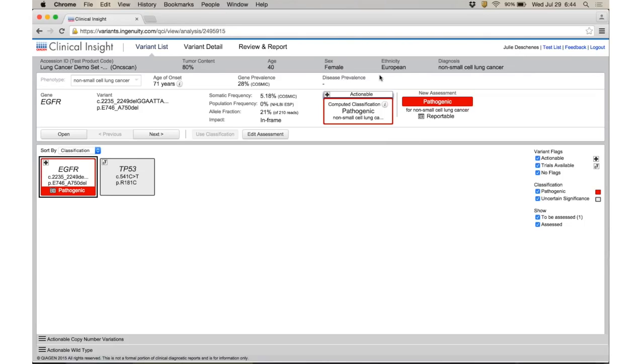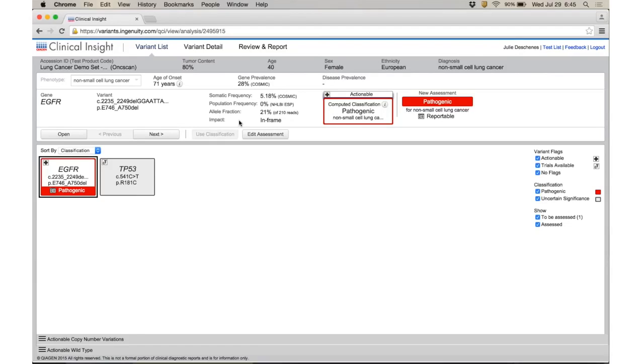This is the interface of QIAGEN Clinical Insight. As I mentioned to you, you have the 3 sections for every review test: the variant list, the variant detail, and the review and report section. On the right-hand side, you will have your tests as well that you can access. But today we will take a look at an example in lung cancer using one well-known variant for lung cancer, a deletion in the gene EGFR.